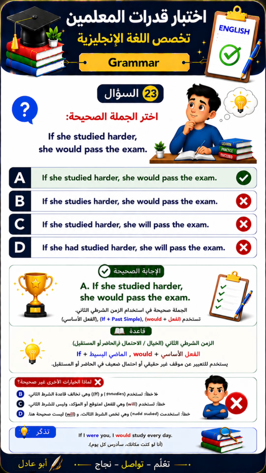The correct answer is A. If she studied harder, she would pass the exam. This sentence uses the second conditional. We use it to talk about an imaginary or unlikely situation in the present or future. The structure is if plus past simple, would plus base verb. Therefore, A is the correct answer.